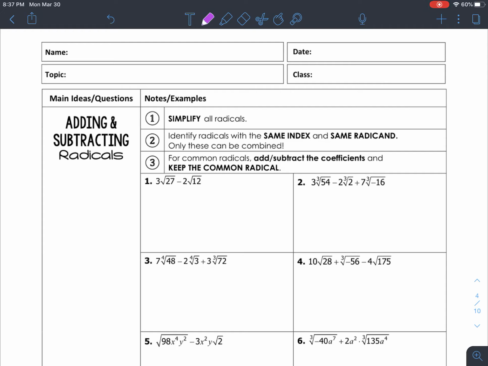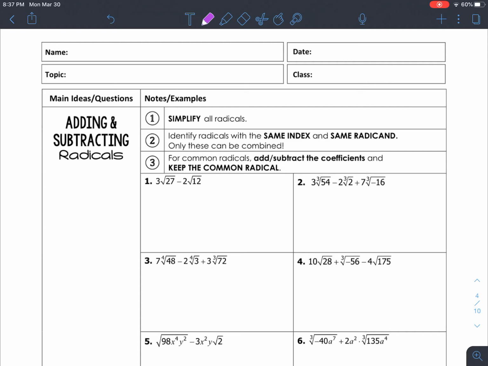But I want to start by adding and subtracting radicals. So that's what you see on this page here, just the adding and subtracting of radical functions. So we're going to do these notes and then I'll have 4 problems for you to submit to me today.